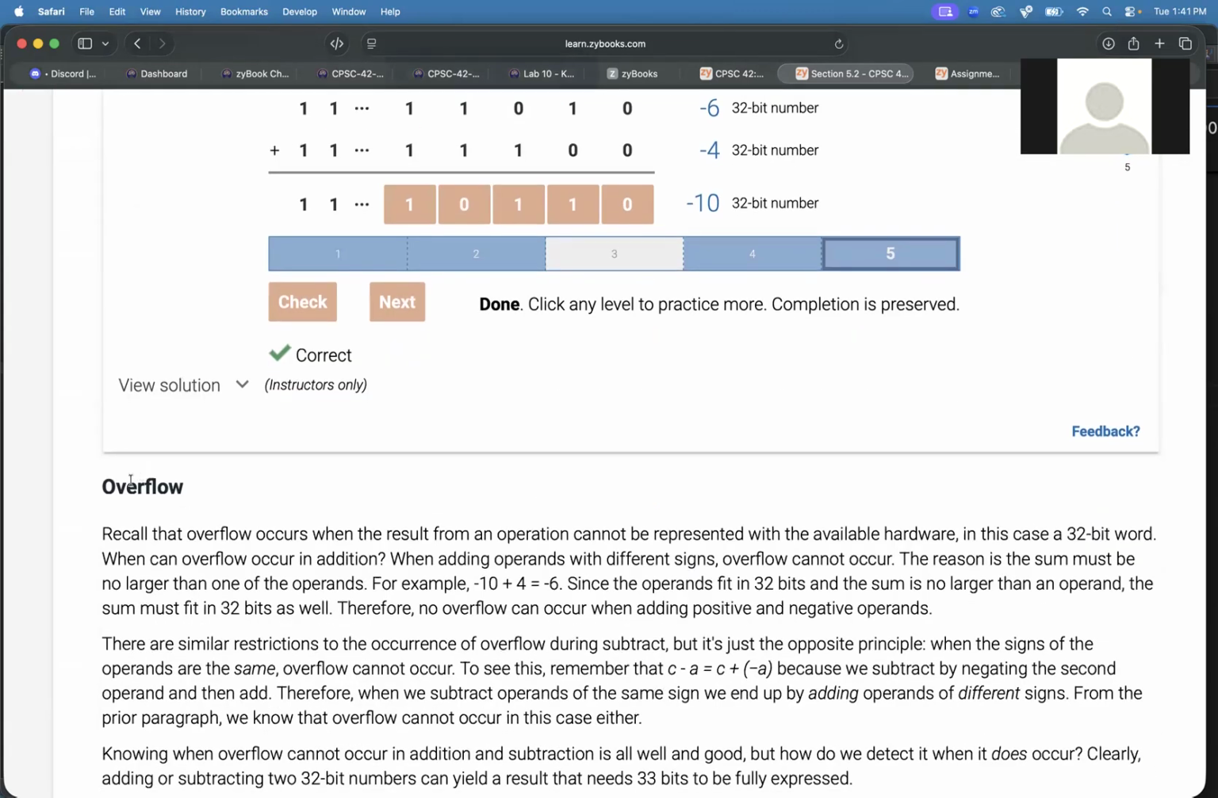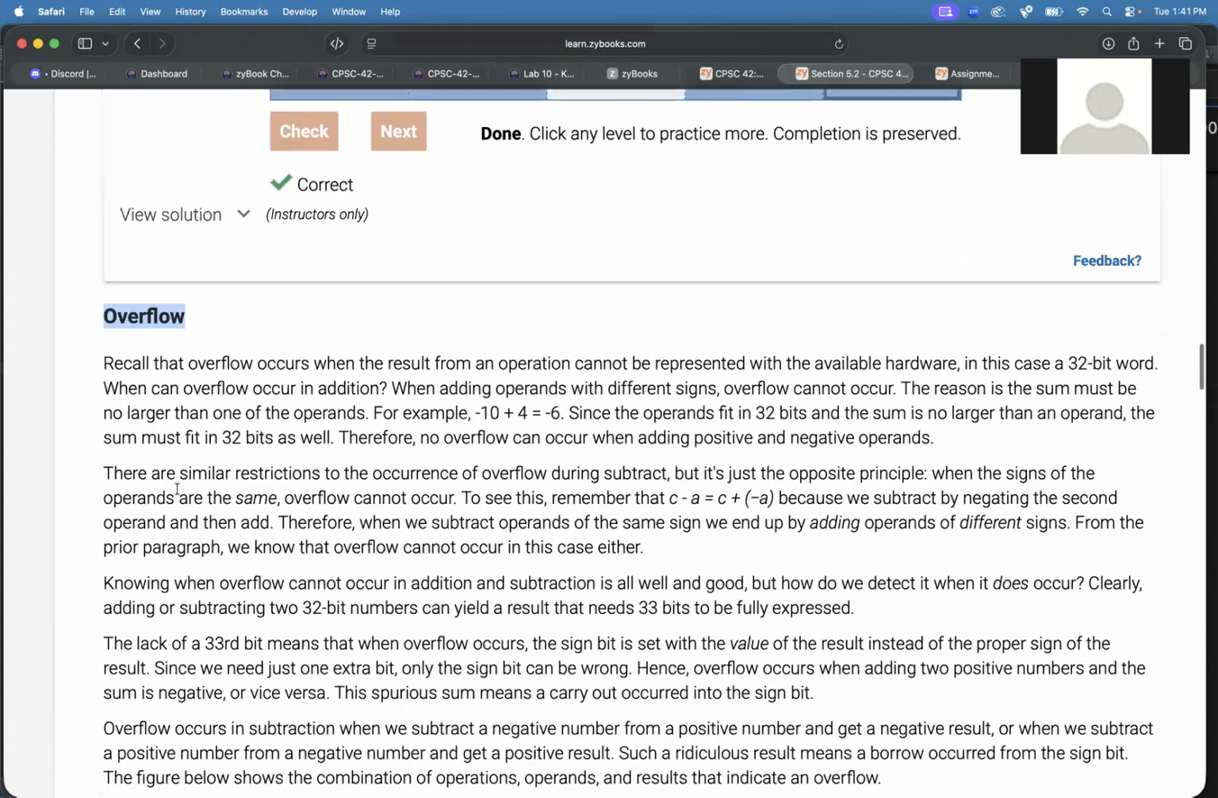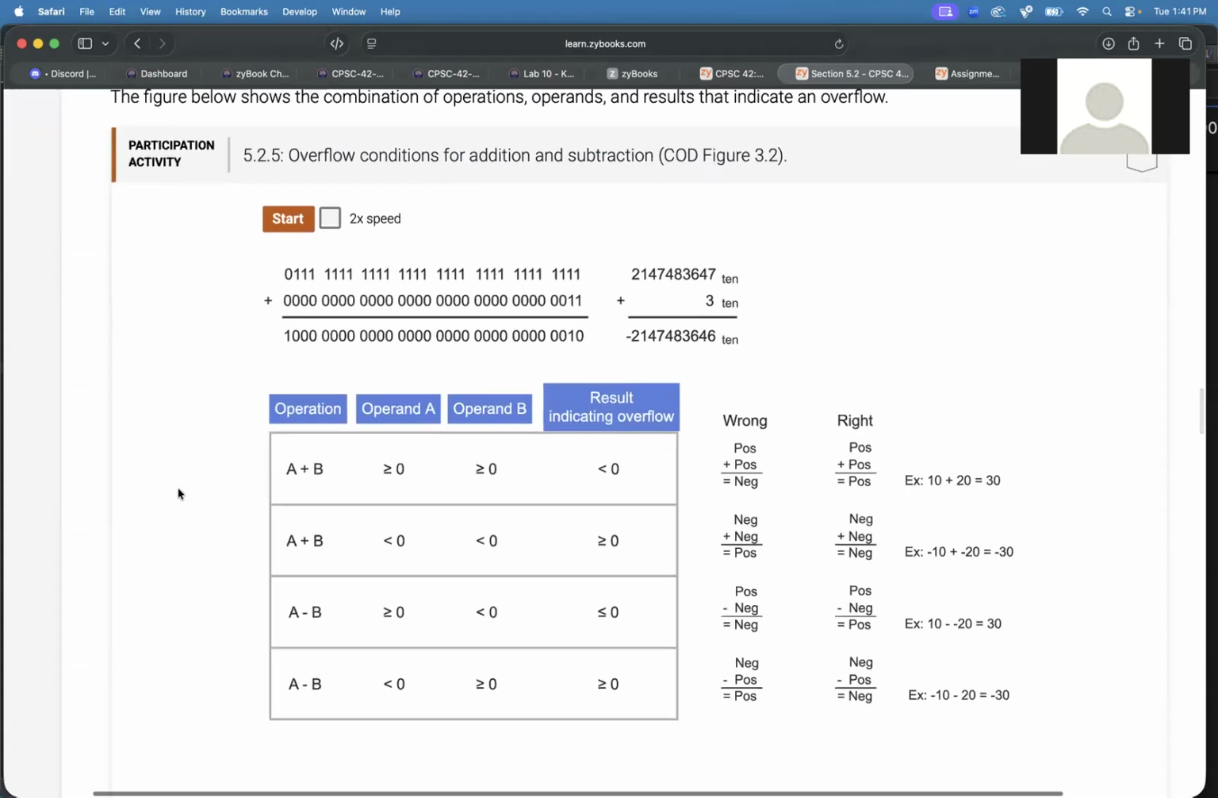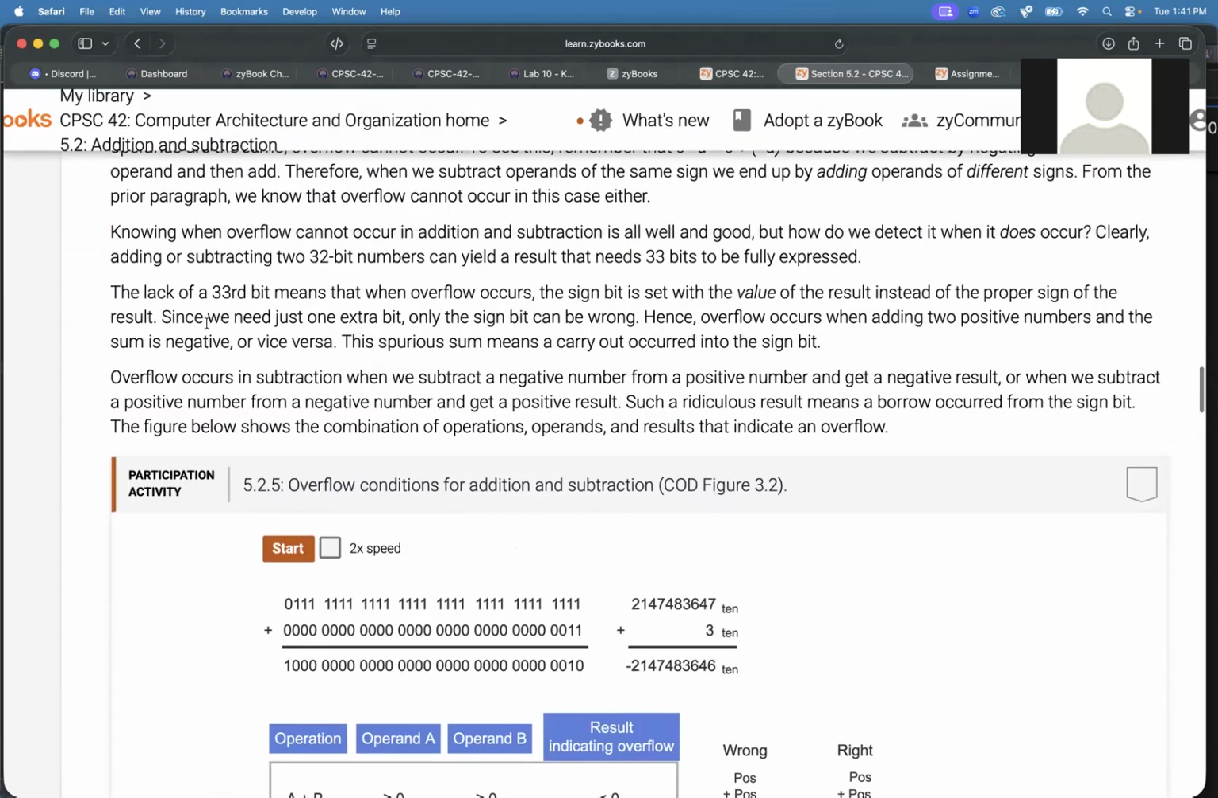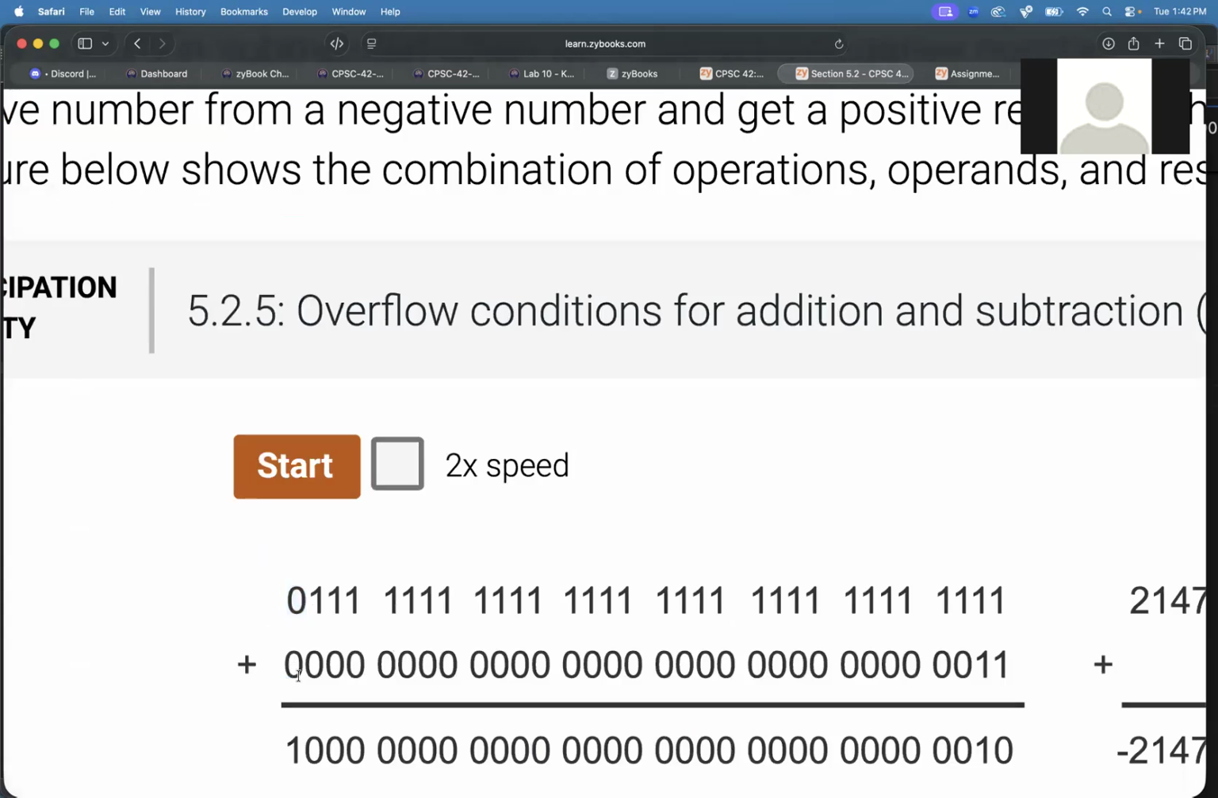Hopefully not so bad. Now they do talk about overflow. Overflow is when you try to add numbers that are too big and they overflow. They give you kind of a rule here. The lack of a 33rd bit means that when overflow occurs, the sign bit is set with the value of the result instead of the proper sign. So when you add, the last bit is meant to be the sign bit, right? 0 on a positive number and 1 if you had a negative number, which we don't here.